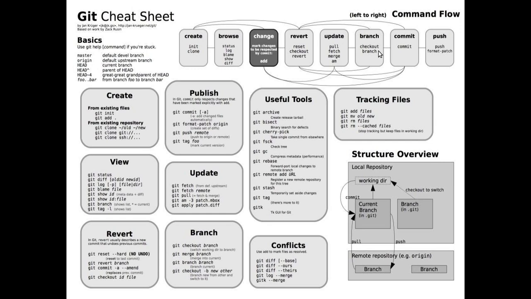Now let's say you want to create a new branch. In that case we have the checkout and branch commands. With the help of these commands we can do this. If you want to commit, for that we have the commit command. If you want to push, you can do that.